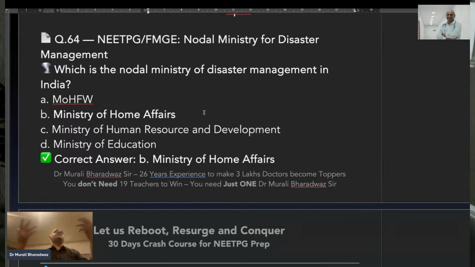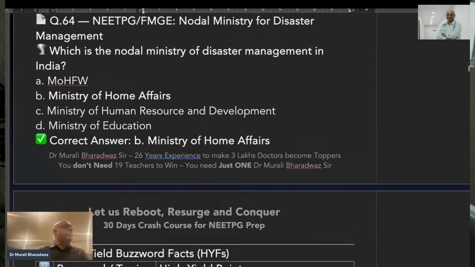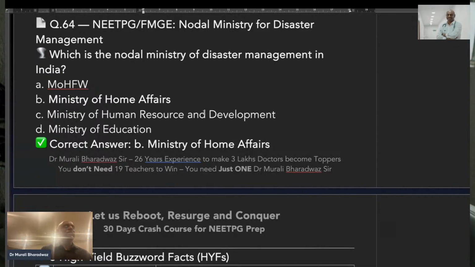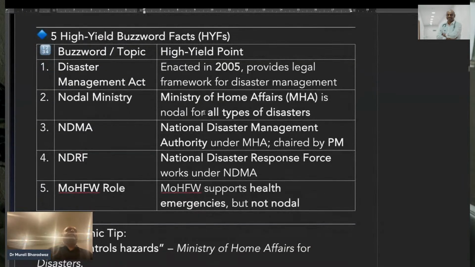Which is the nodal ministry of disaster management in India? Ministry of Home Affairs. The Disaster Management Act was enacted in 2005. Then, what is the nodal ministry for the midday meal program? Nodal ministries.